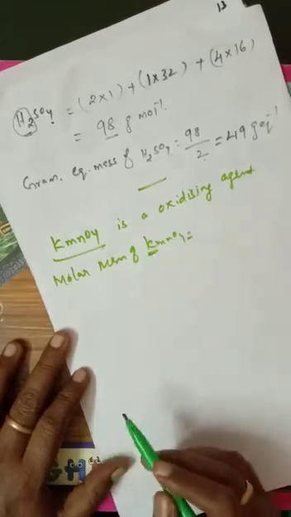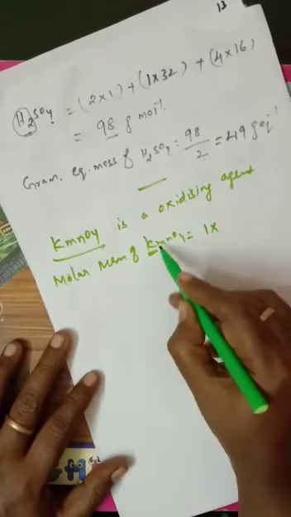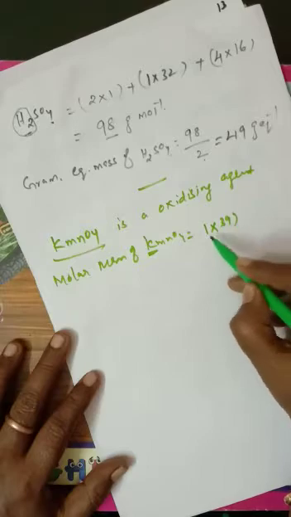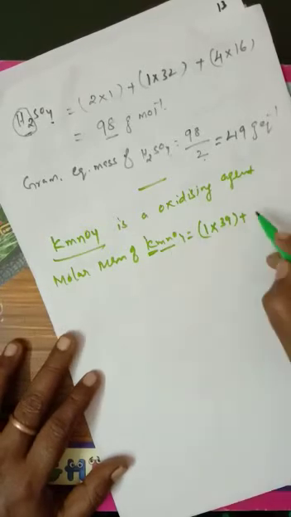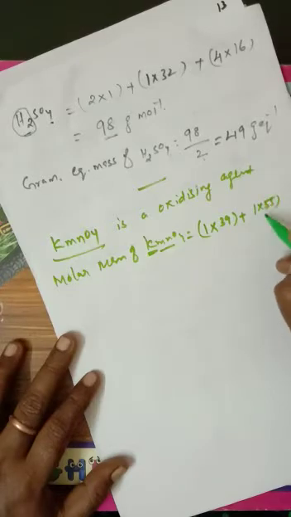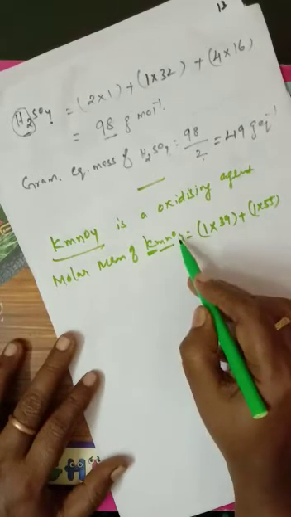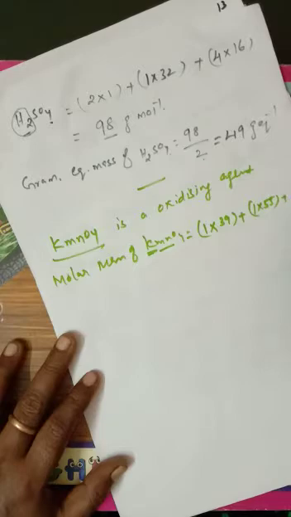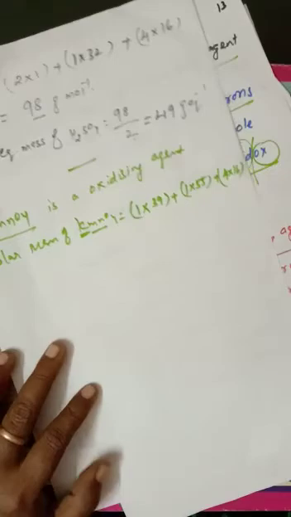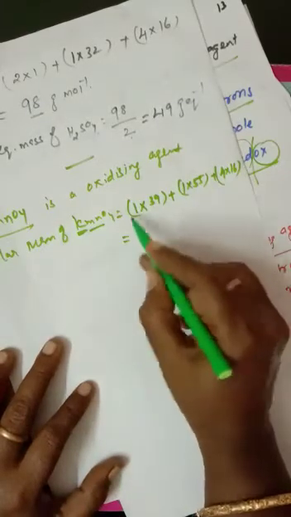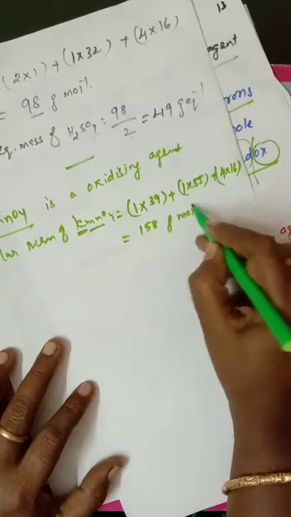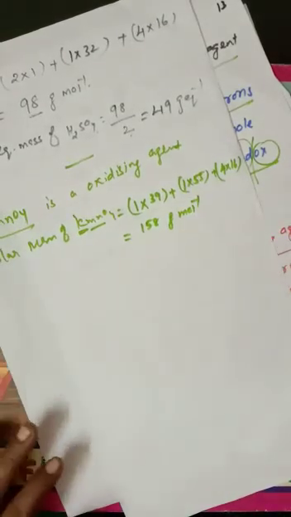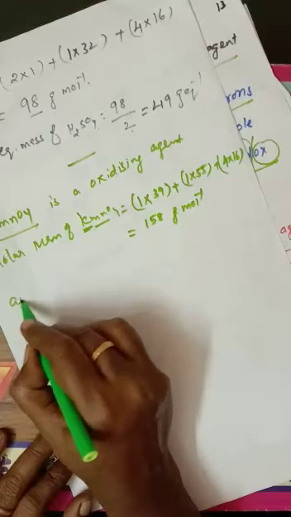Only one potassium is present, so 1 into the mass number of potassium, 39, plus manganese Mn, 1 into 55. How much oxygen is present? O4, so plus 4 into 16. Add everything and we get 158 gram per mole. This is the molar mass.